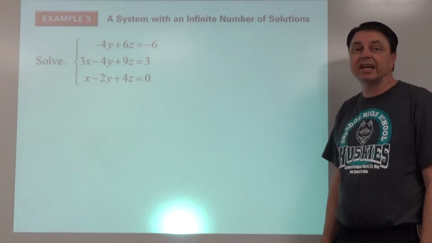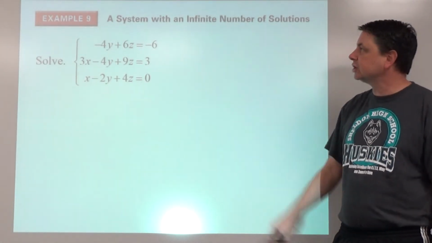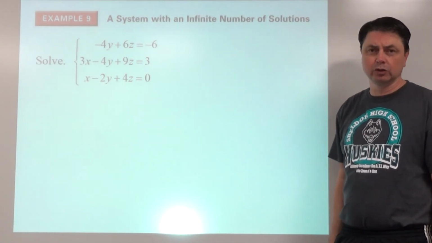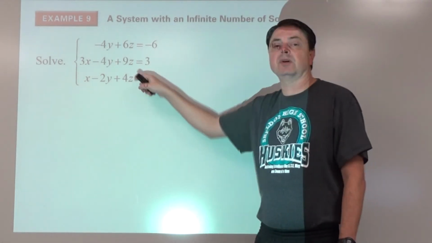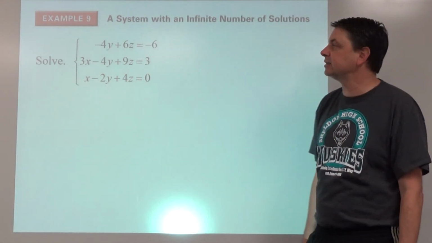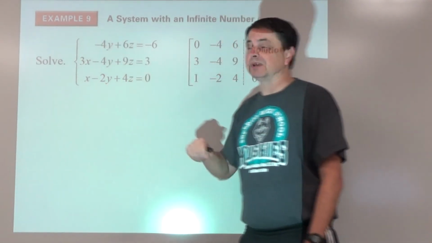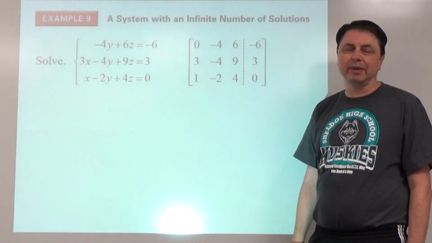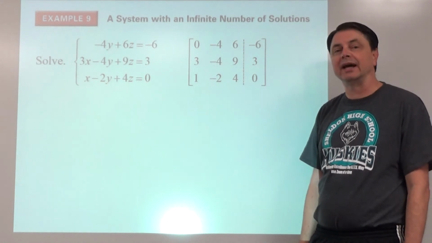Let's take a look at example number 9. Again, we've got a system of equations, and as the title suggests, maybe this is going to lead to infinitely many solutions. But let's first rewrite our system of equations as an augmented matrix. Notice that the first equation is missing an x, so we've got a 0 there. There's our augmented matrix. Let's go back to our binder paper and work that out.